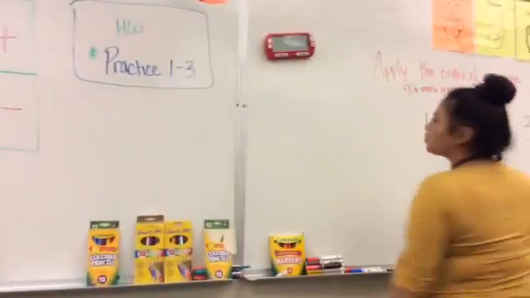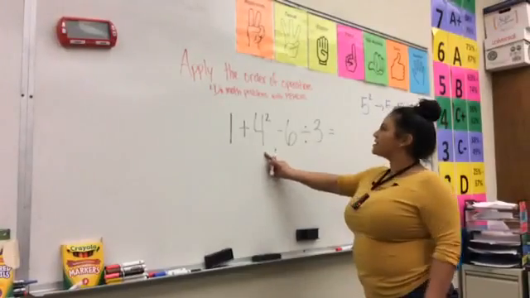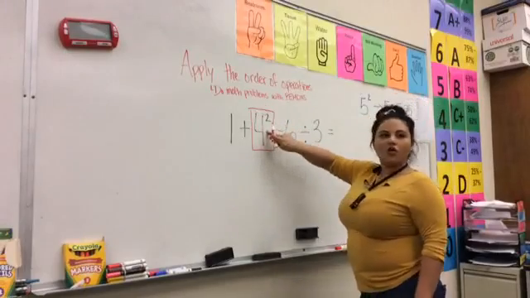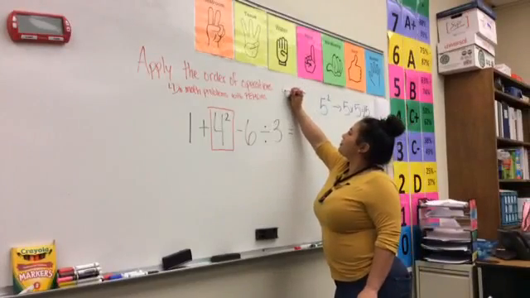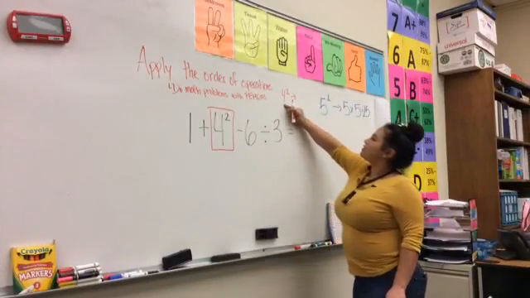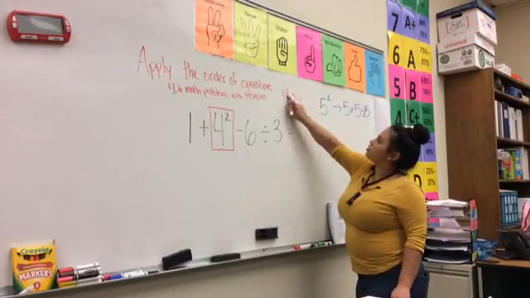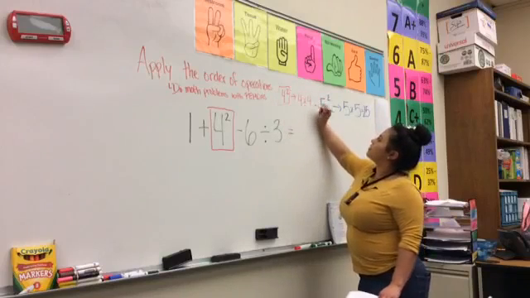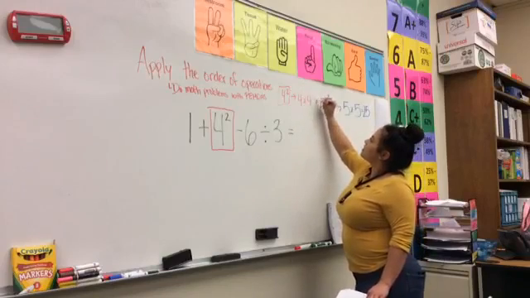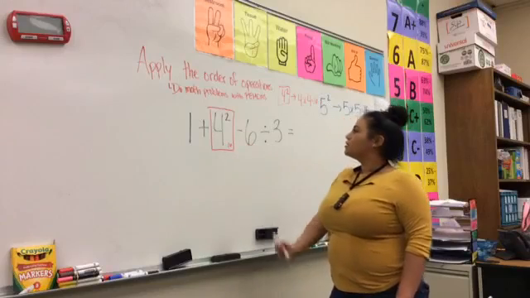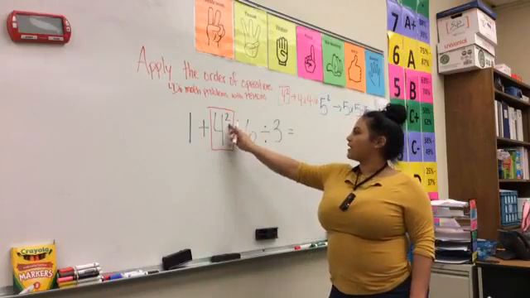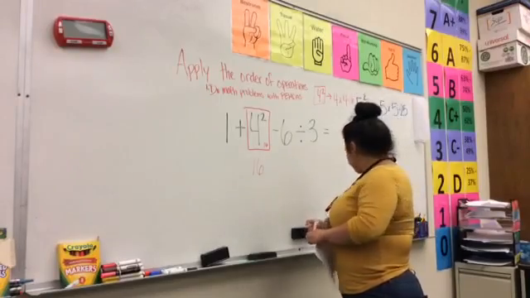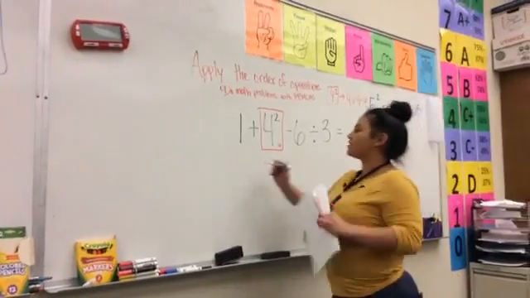Next, I'm going to look for an exponent. Oh, here's an exponent. And I know that 4 squared, I can rewrite it. Well, 4 is my big number, so I'm going to write 4 2 times. And whenever we're talking about exponents, we are multiplying. So I know 4 times 4 is 16. So instead of writing 4 squared again, I'm going to write 16.